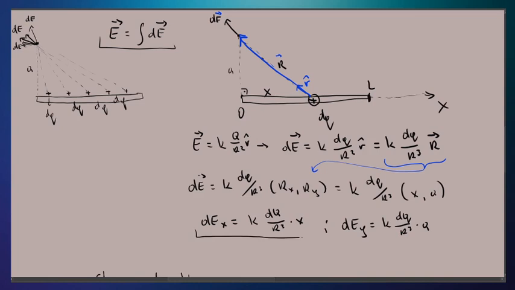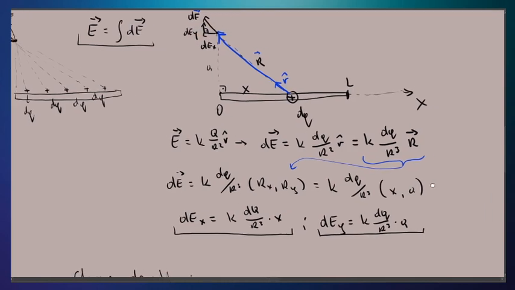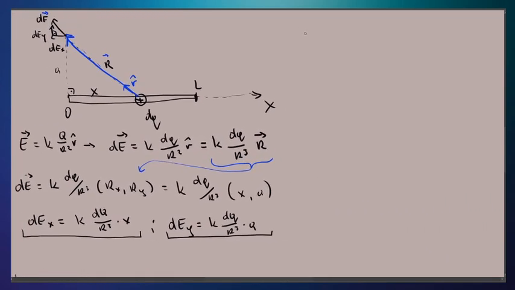So I found an expression for the dEx and dEy, and maybe I'll put it in the picture here. This is dEx, and then dEy points up like that. There's 90 degrees between them, right? So if I want to find the electric field here, then I have to find the x and y components of it. Let's do it one at a time. So maybe first we'll do dEx, and I'm going to rewrite this: k dq over r cubed times x.